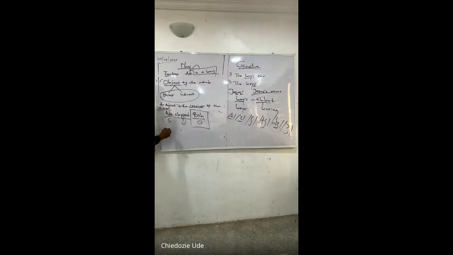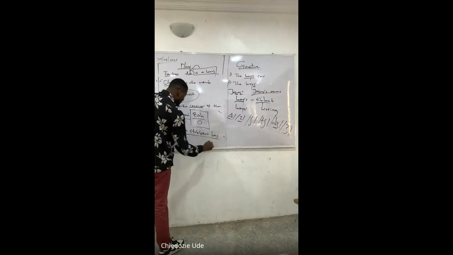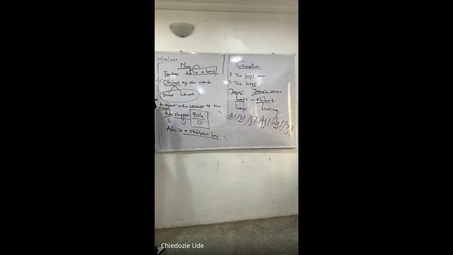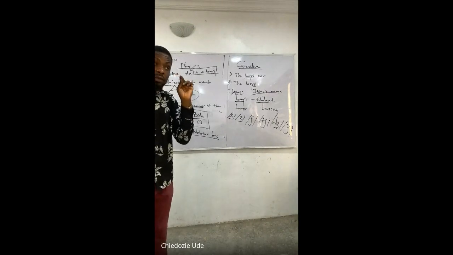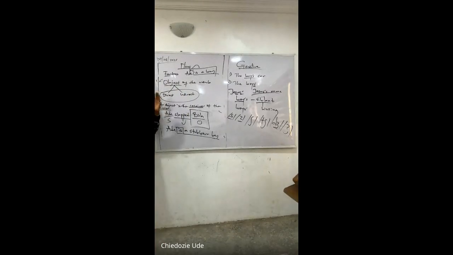So if we have something like, Ade is a stubborn boy. If you underline a stubborn boy, this is a noun phrase. You cannot say this is the object because the verb is not an action. So the condition for having an object is having an action. The condition for an object is what?